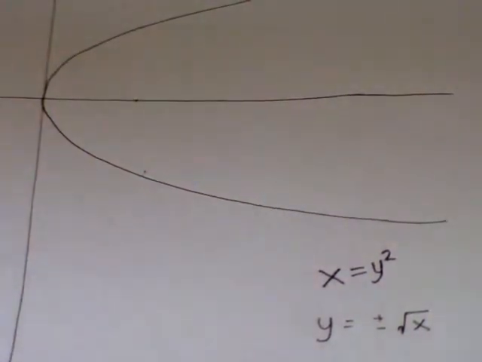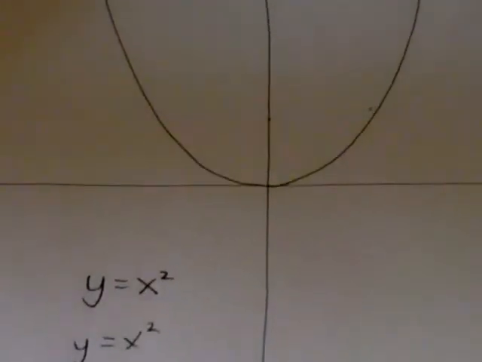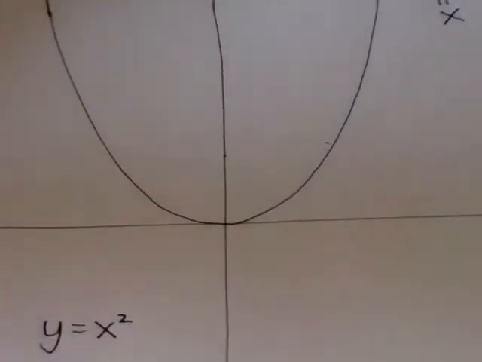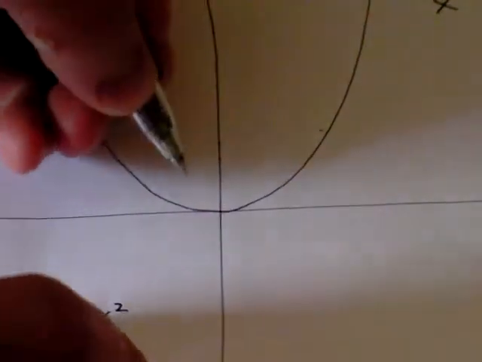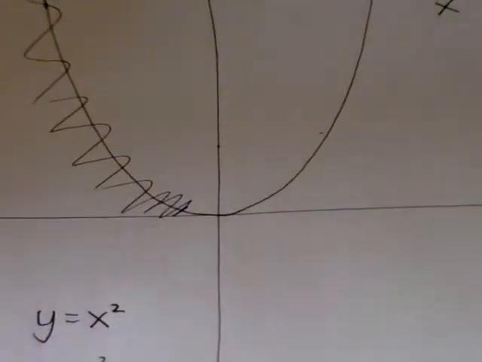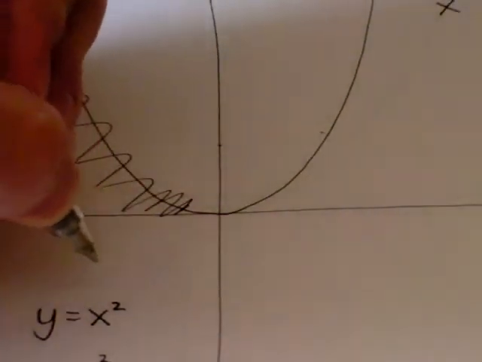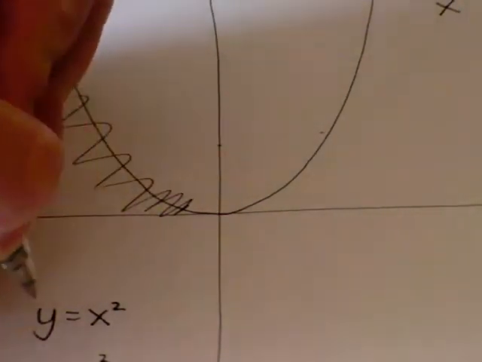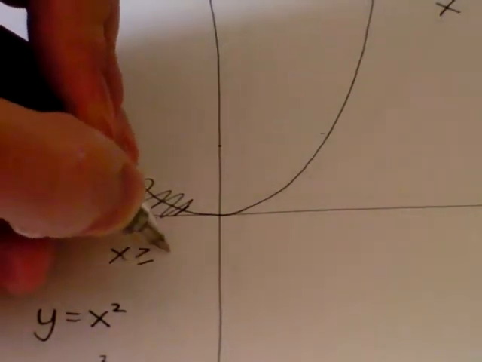So what can we do to make this function have an inverse? Well, right now we have the function y equals x squared. What we can do to make it have an inverse is to delete this whole side of the graph. Now, how can we delete this whole side of the graph? Well, we restrict the domain of x. So we say y equals x squared, x is greater than or equal to 0.